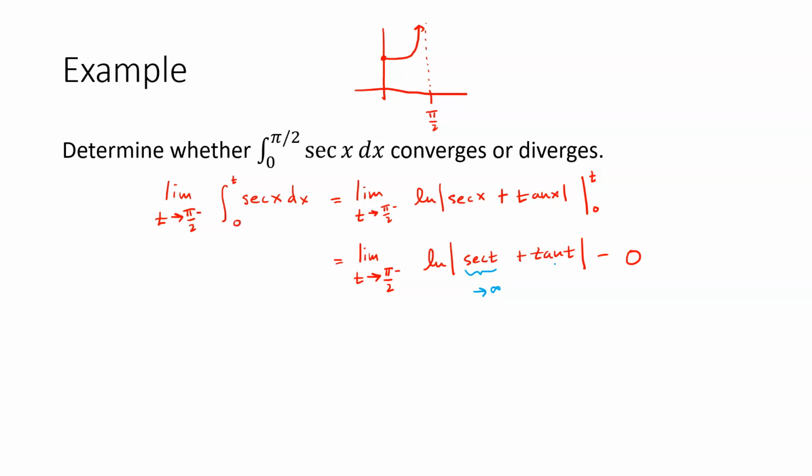Well, tan t also goes to infinity, right? Tangent also has a vertical asymptote at pi over 2 as well. So both of these will go to infinity, and therefore ln of something that approaches infinity must also approach infinity. So this limit is equal to infinity, so therefore the integral diverges.